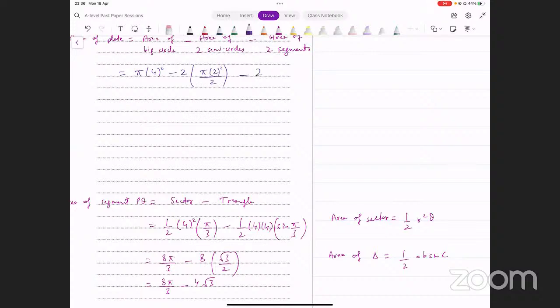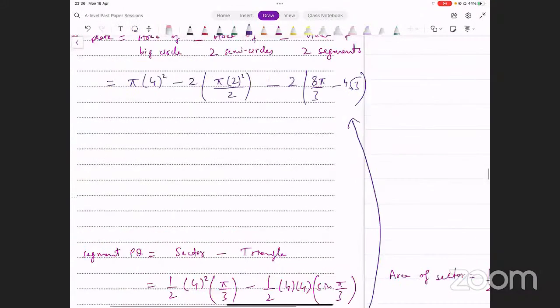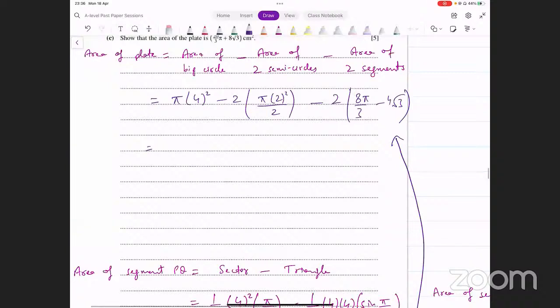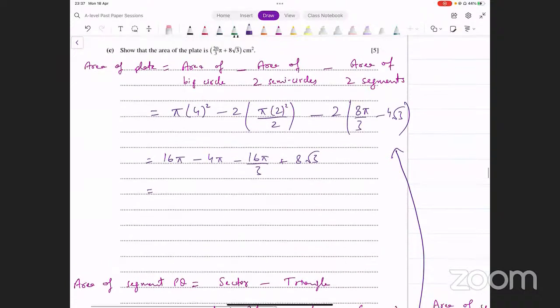There were two segments, right? So 2 into this whole thing, that's 8 pi over 3 minus 4 square root of 3. ये हमने जाके वहां पे input कर दिया. And now we just have to simplify this and see what we get. 16 pi minus 4 pi minus 16 pi over 3 plus 8 square root of 3. Evaluate this and see what you get.